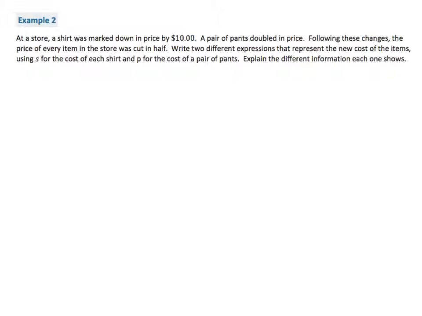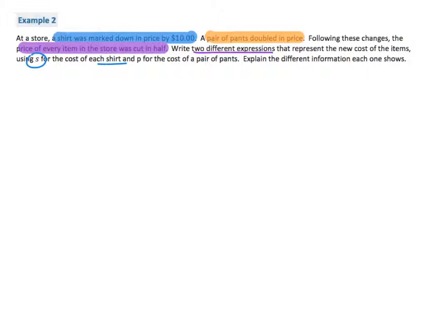Our next slide is a story problem, and this is going to be really an intro into working with those fractions. So as I read, I'm going to annotate. At a store, a shirt was marked down by $10. A pair of pants doubled in price. And after those changes, the price of every item was cut in half. We have to write two different expressions to represent the new cost. Notice we are going to use S for the shirt and P for a pair of pants.